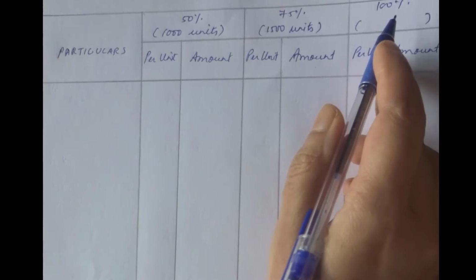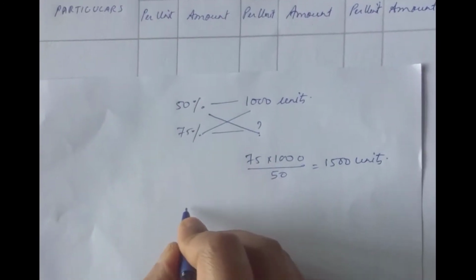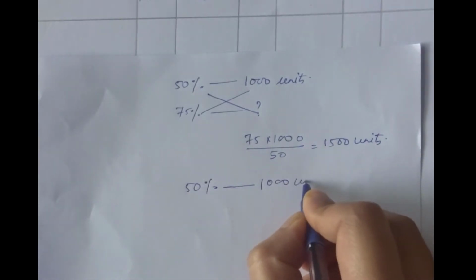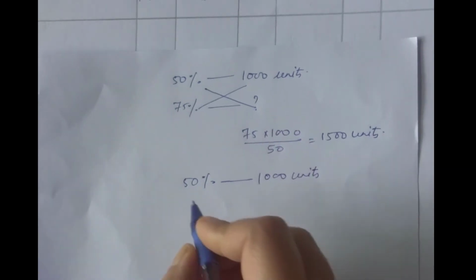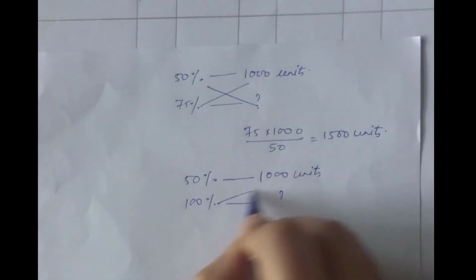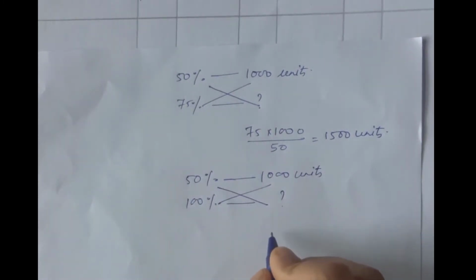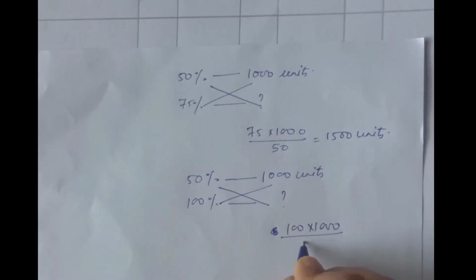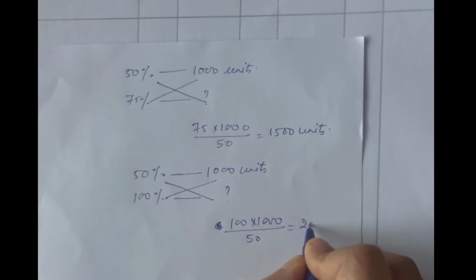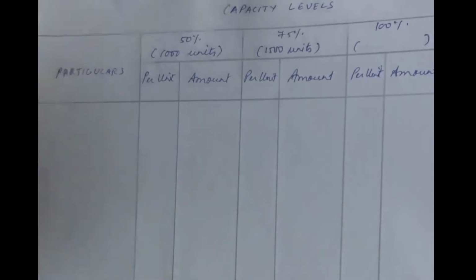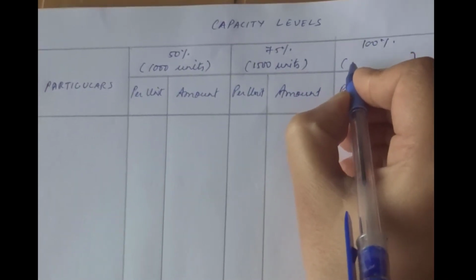Next is for 100%. How much will it be? Again the same thing we'll put up. If for 50% it was 1000 units, then for 100% what will be the units? Again we will cross multiply it. 100 into 1000 divided by 50, so we'll get here 2000 units. So we can put this value here, 2000 units.